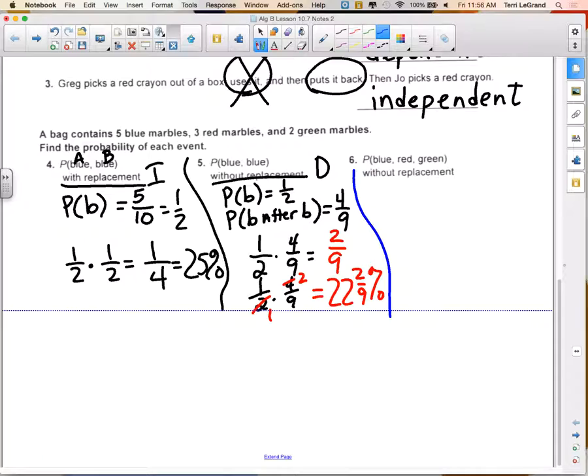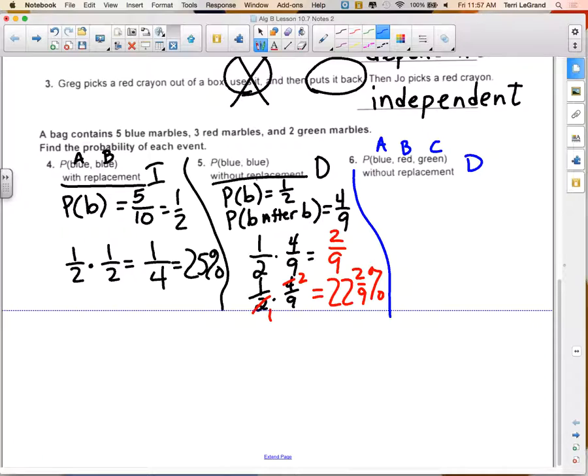How many events are happening in number 6? 3. So we have an A, a B, and a C. I wonder what we do then. Okay, so first of all, is this independent or dependent? We need to know that. Dependent. Yeah. Okay, without replacement.